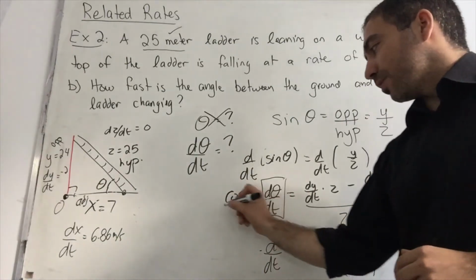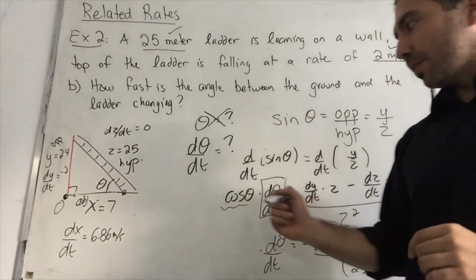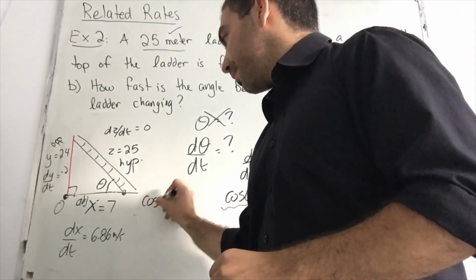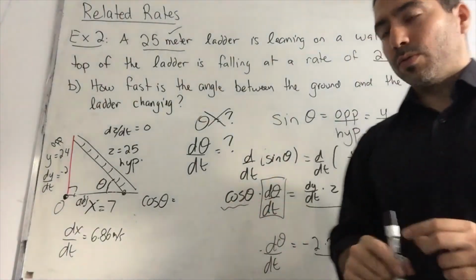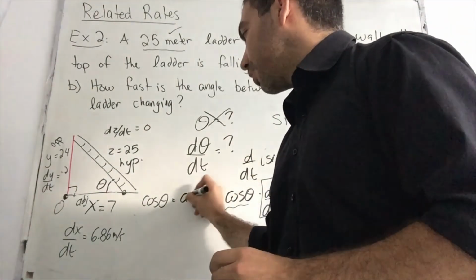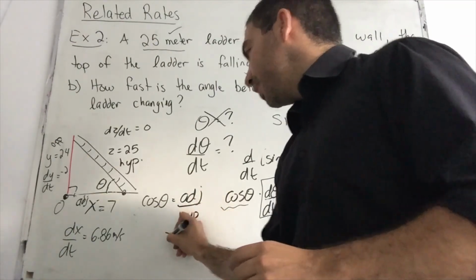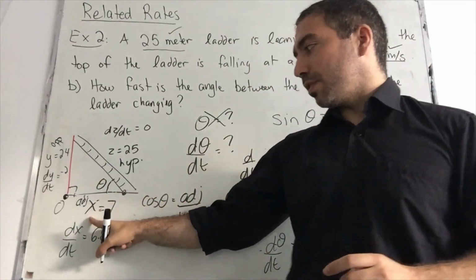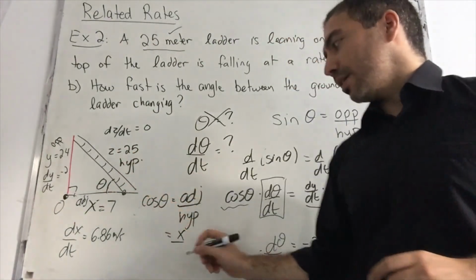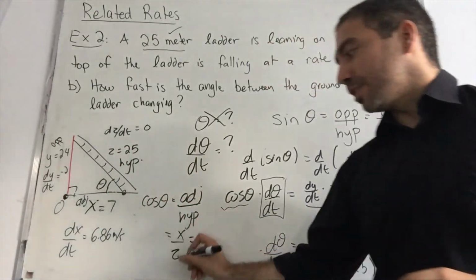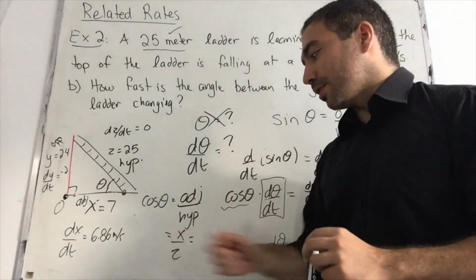But we have to figure out the cos. How do we get cos theta? Well, what's the formula for cos theta? Using our trig properties, we know that cos theta is equal to adjacent over hypotenuse. We know the adjacent is x and the hypotenuse is our z. And now we could actually substitute the actual values. Now that we took the derivative, now you could substitute.